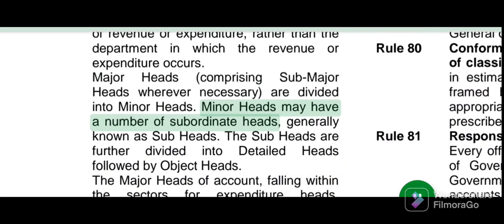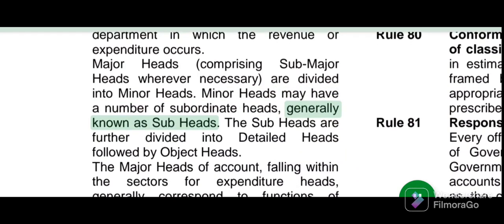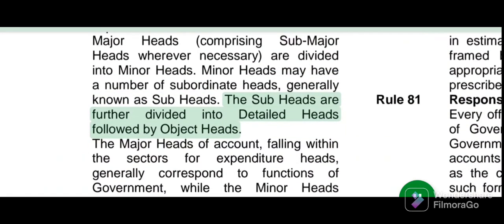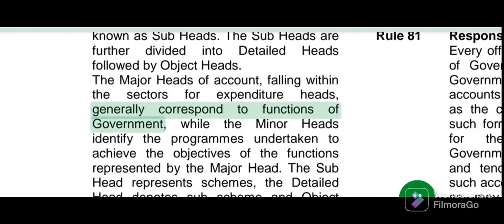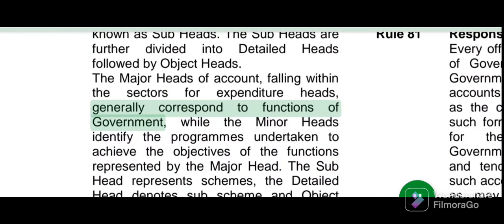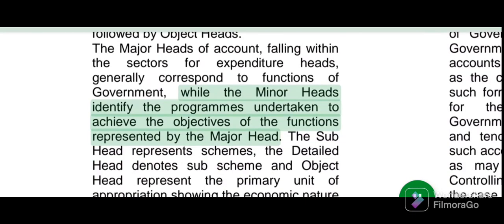Minor heads may have a number of subordinate heads, generally known as subheads. The subheads are further divided into detailed heads followed by object heads. The major heads of account, falling within the sectors for expenditure heads, generally correspond to functions of government, while the minor heads identify the programs undertaken to achieve the objectives of the functions represented by the major head.